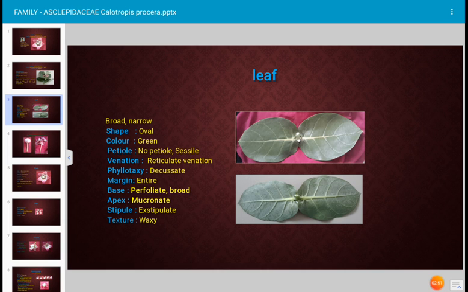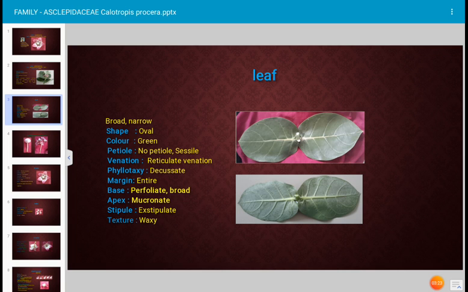How is the base of the leaf? The base of the leaf is described as perfoliate. Perfoliate means stalkless. Stalk is absent. Petiole is absent to the leaf. Hence the leaf base is sessile. Sessile leaf base is also termed as perfoliate leaf base. The leaf base of Calotropis is perfoliate and it is broad. How is the apex of the leaf?